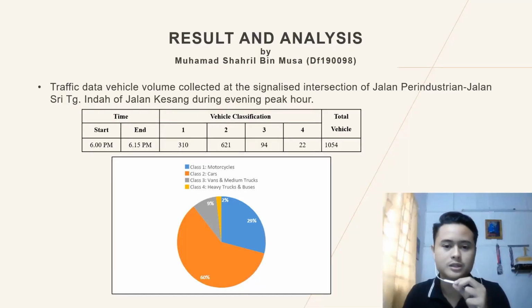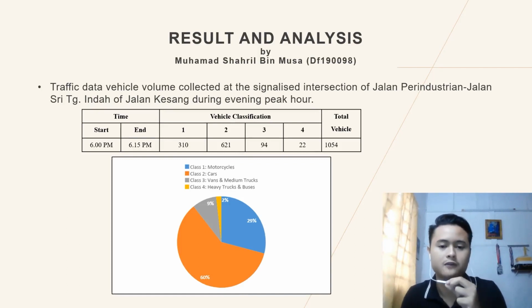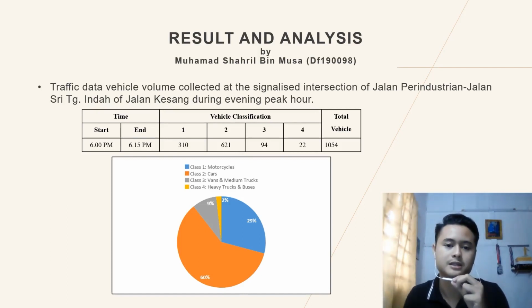I will continue with the result and analysis part. The traffic vehicle volume data was collected at the 4-leg signalized intersection of Jalan Perindustrian, Jalan Sri Tanjung Indah, and Jalan Kesang during the evening peak hour, within 15 minutes starting from 6 p.m. until 6:15 p.m. The traffic at the intersection was classified into 4 classes of vehicle. Class 1 is motorcycles, Class 2 is cars, Class 3 is vans and medium trucks, and lastly Class 4 is buses and heavy trucks. This pie chart below shows the traffic composition data of vehicle volume at the signalized intersection.